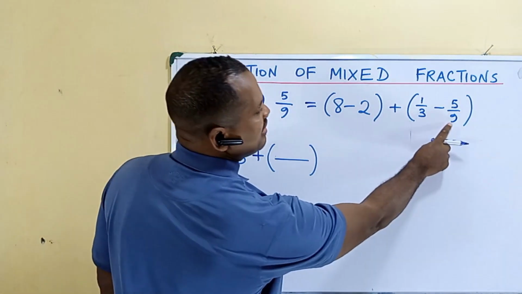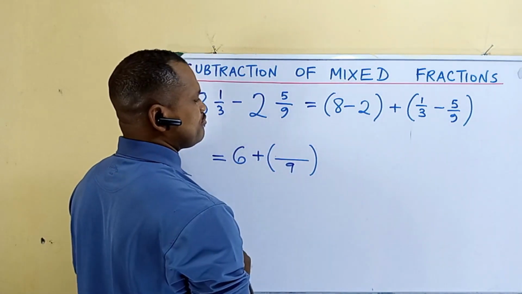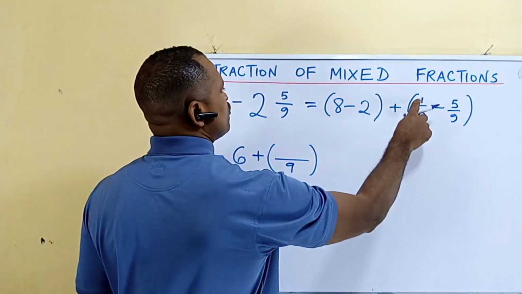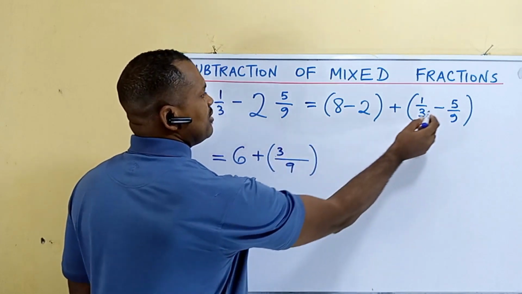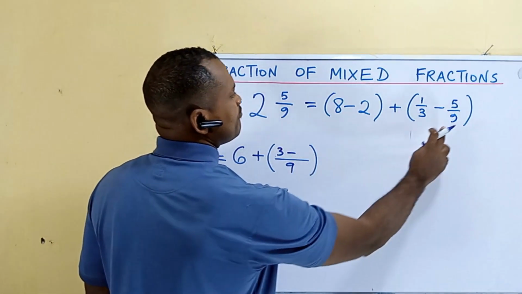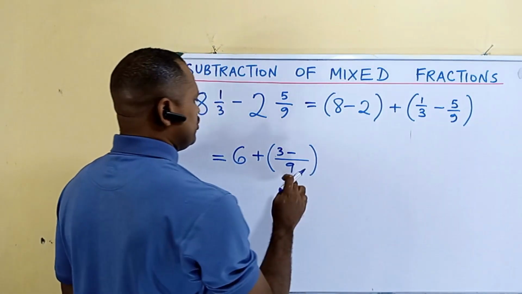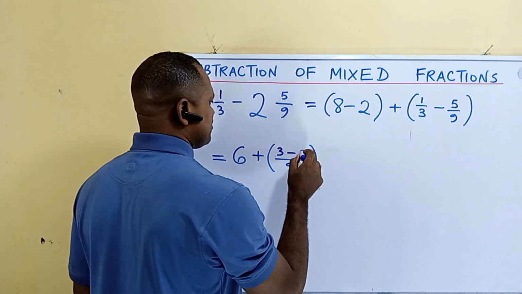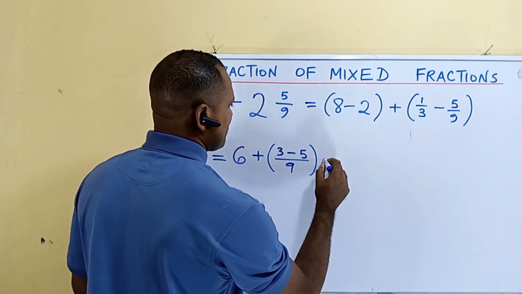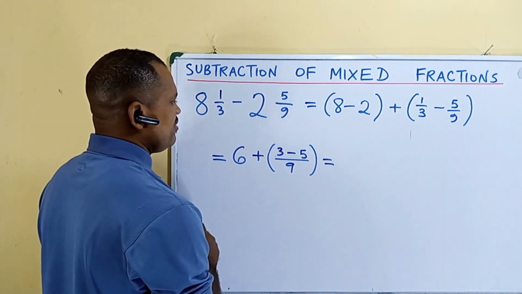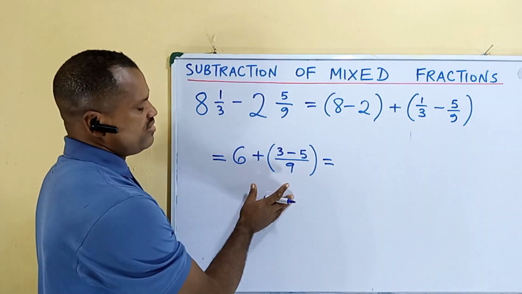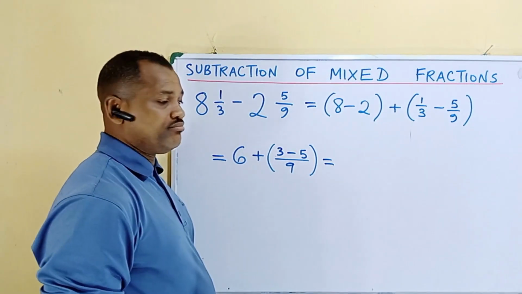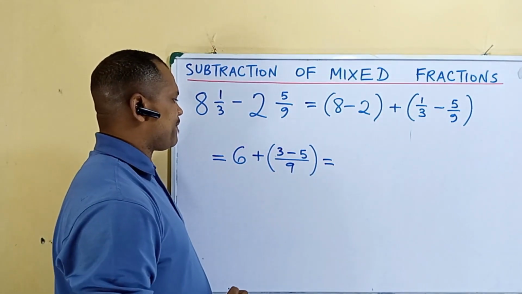LCM of 3 and 9 is 9. 3 into this 9, 3 times. 3 times 1, 3, minus. 9 into 9 is 1 times. 1 times 5 will give us 5. So if you look at this very well, this is 3 minus 5. And that is impossible. 3 cannot minus 5.